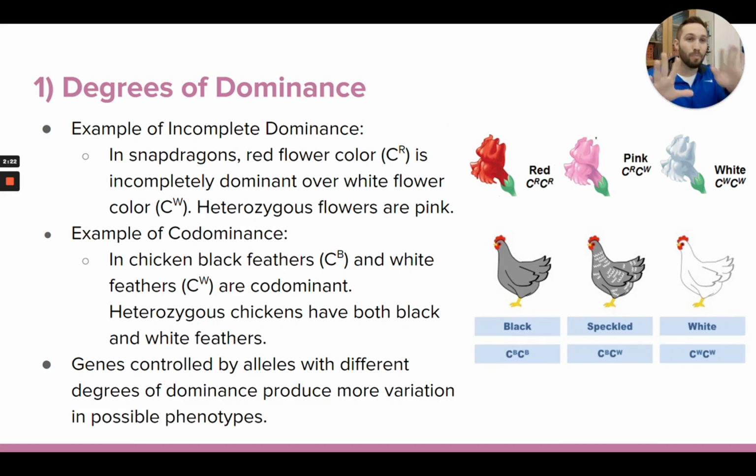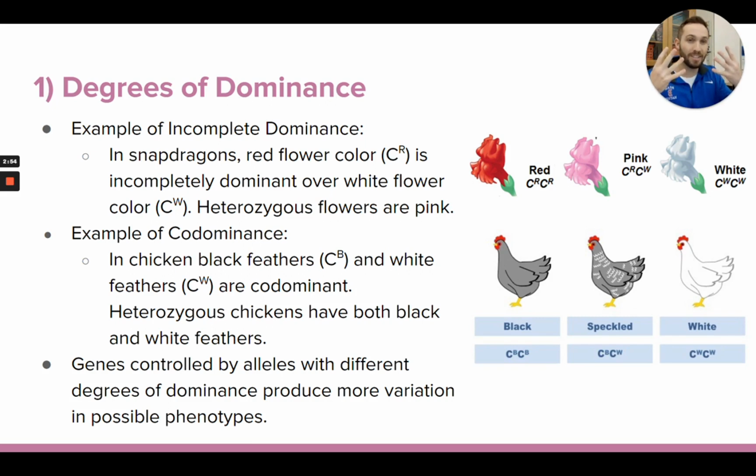And if you end up with two alleles that are incompletely dominant, then you're going to end up with a phenotype that's some sort of blended version of both of those alleles. So for example, in flowers, let's say there's two alleles for flower color, red and white. If you end up heterozygous, with a red allele and a white allele, and they're incompletely dominant, that means that you're not going to be red and you're not going to be white. They're both going to lose.